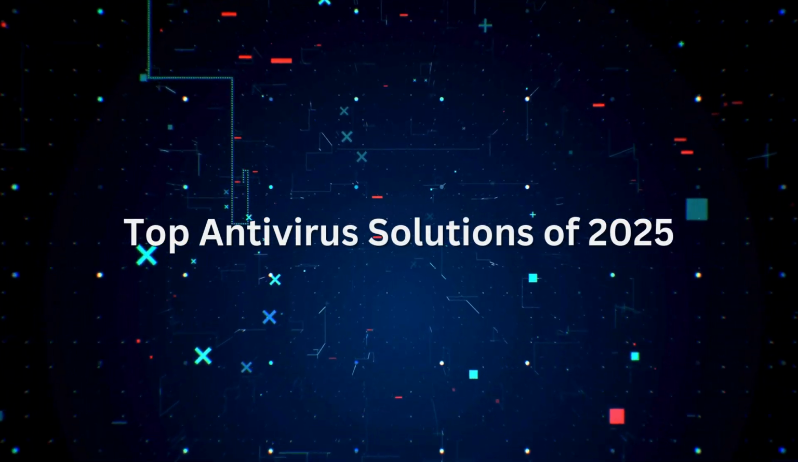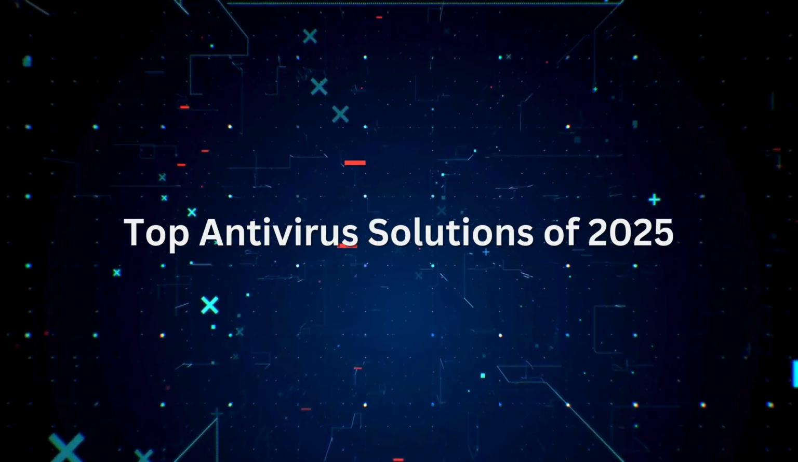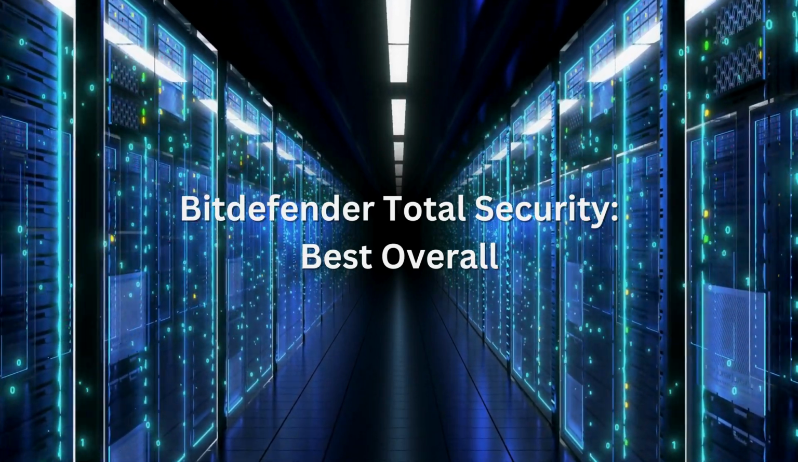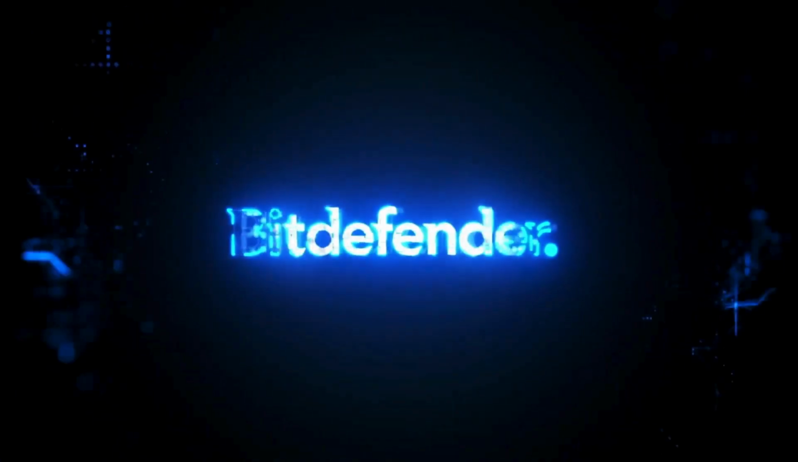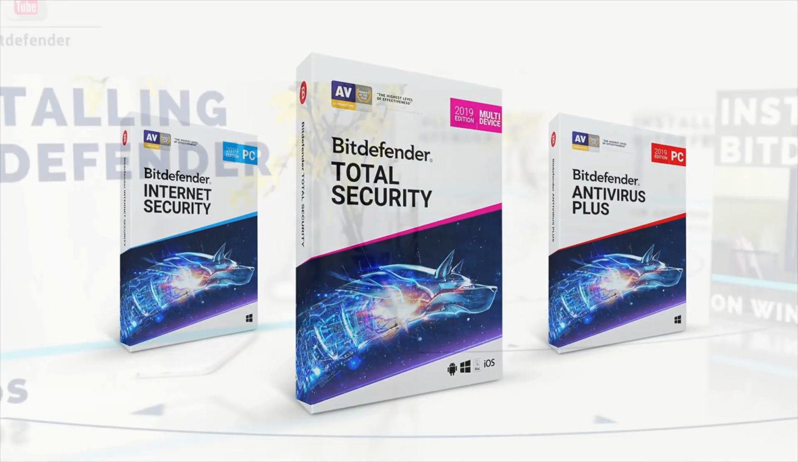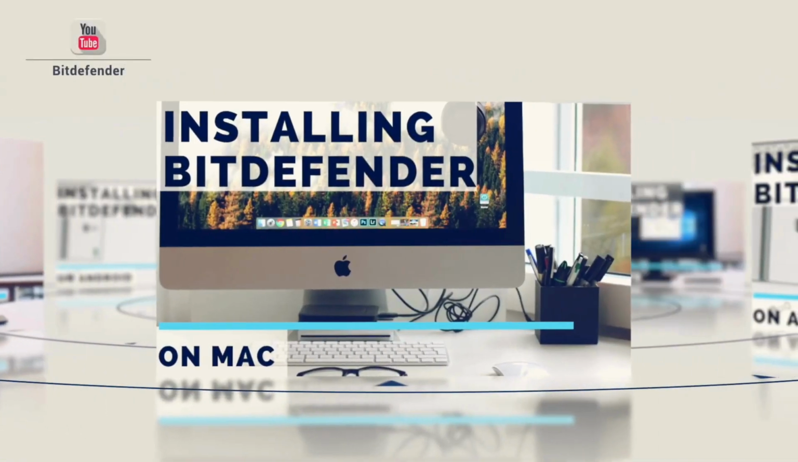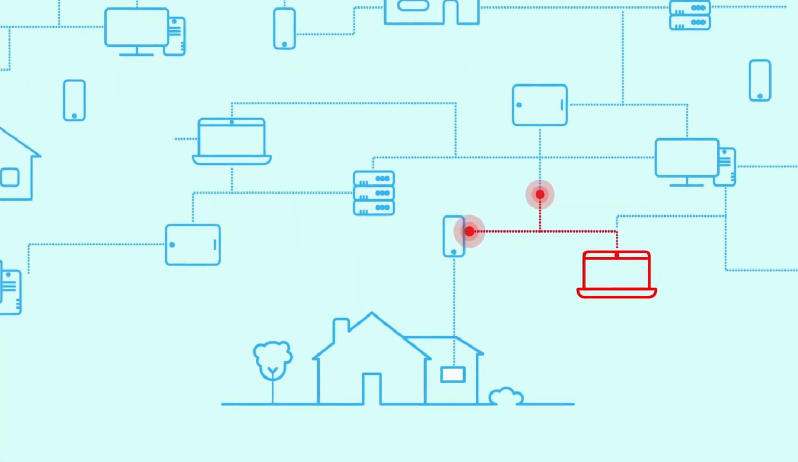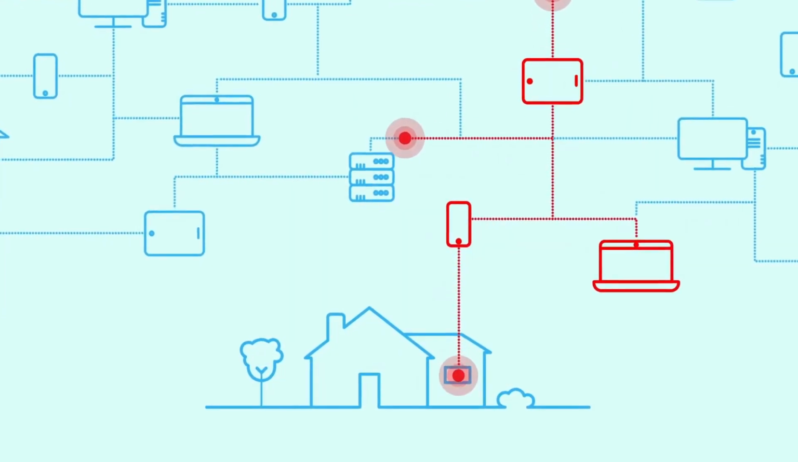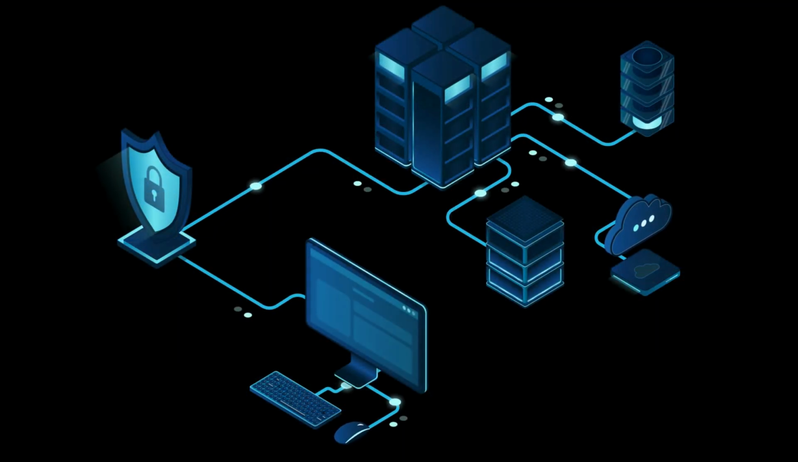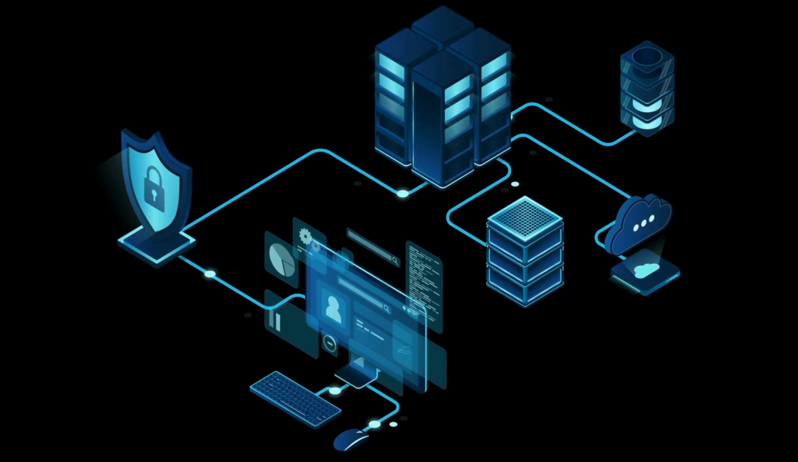Top antivirus solutions of 2025. Bitdefender Total Security, best overall. Let's start with our top choice, Bitdefender Total Security. Known for its comprehensive protection, this software is compatible with Windows, macOS, Android, and iOS. It safeguards against malware, phishing attempts, and even unauthorized webcam or microphone access. Plus, it includes a VPN to secure your online activities.